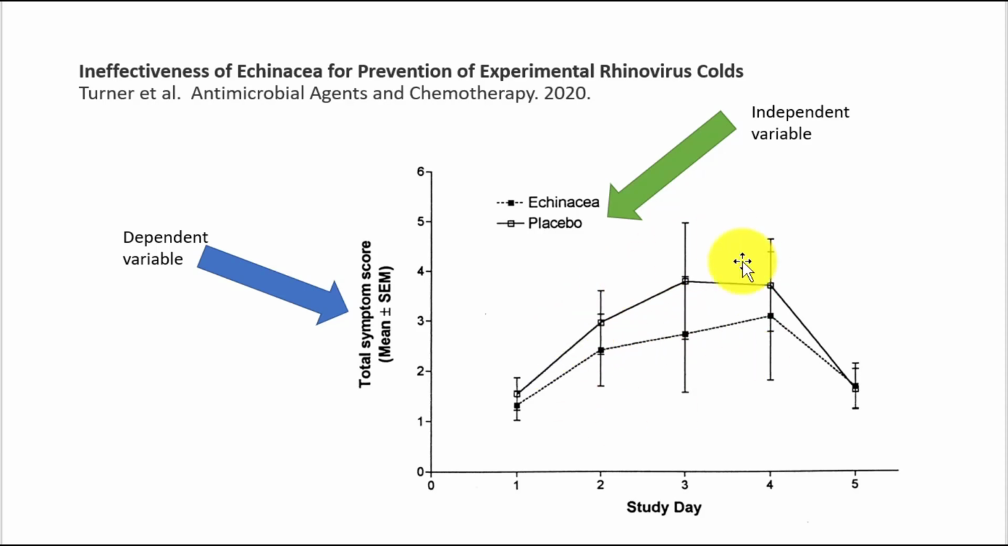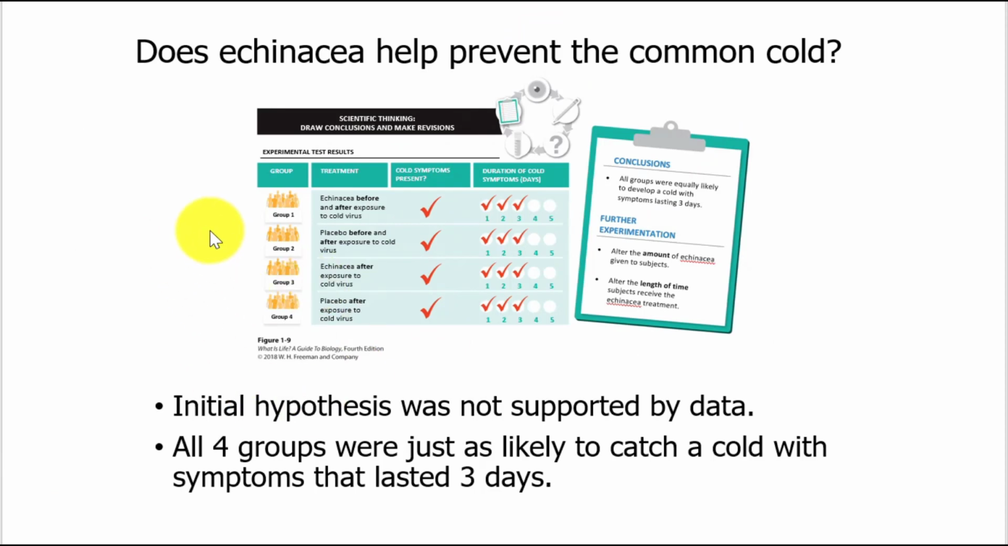So this data graphically is showing us that there is no difference in cold symptoms when taking echinacea versus taking a placebo. So this was published in 2020. This specific study that we're talking about also showed the same thing. There was no difference in either having cold symptoms or the duration of the cold between any of the four groups. Those that took echinacea before exposure to the cold versus those that took echinacea after exposure to the cold virus.